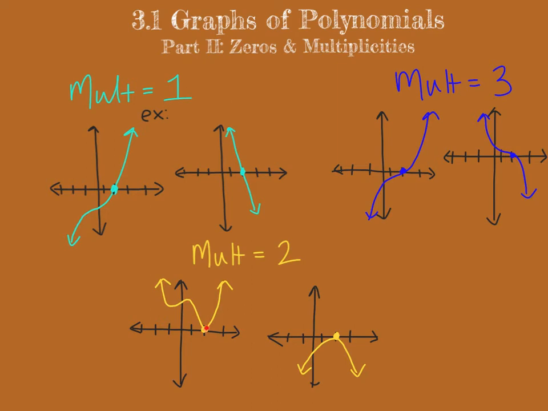It still hits it, but it bounces back. Either if it was above the x-axis, it bounces and stays up, or if it was below the x-axis, it bounces and stays down. So these are just a couple examples. They don't always have to look just like this, but this is the general look of the first 3 multiplicities, the most common that you'll see, and understanding the difference between crossing the x-axis when the multiplicity is odd versus bouncing back when the multiplicity is even.